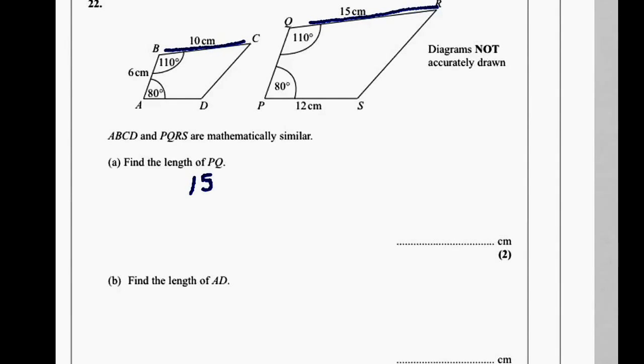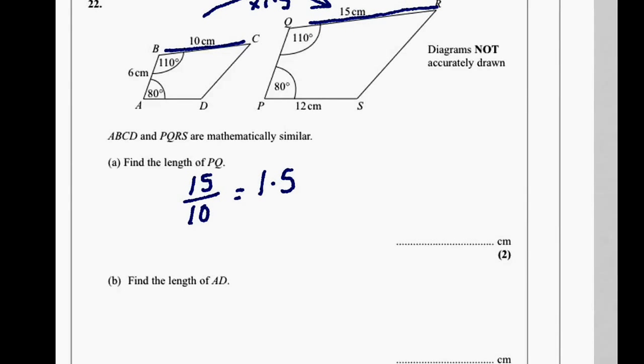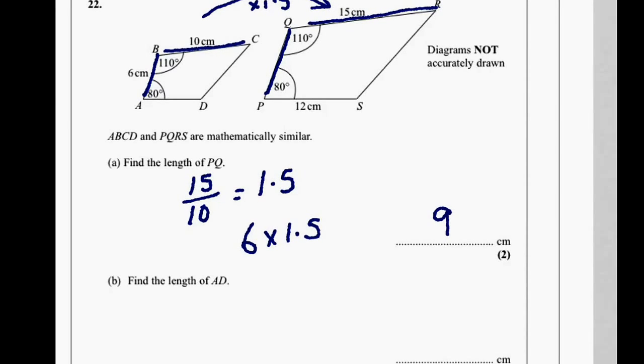So I can probably see this straight off, but if I do this divided by this, I will find out that my scale factor is 1.5, which means that length has been multiplied by 1.5, and in fact it means that all of the lengths have been multiplied by 1.5. So when I want to work out the length of PQ, I just need to find the corresponding length, which is 6, and I need to multiply it by 1.5. So 6 times 1.5 is equal to 9 centimetres.